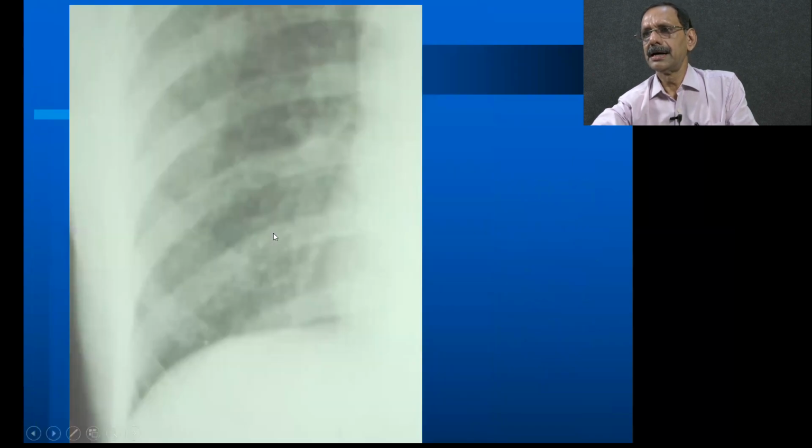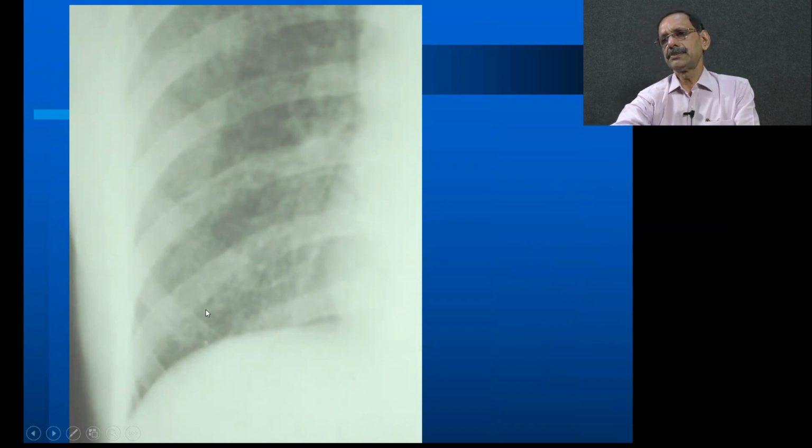In fact, this is another X-ray where I have again enlarged. I don't know whether it is visible or not. Small dot-like things are there. This is actually miliary tuberculosis. Very small dots are there. See, and these dots, miliary tuberculosis is also an interstitial disease. And that's why in miliary tuberculosis you have a drop in saturation so fast.